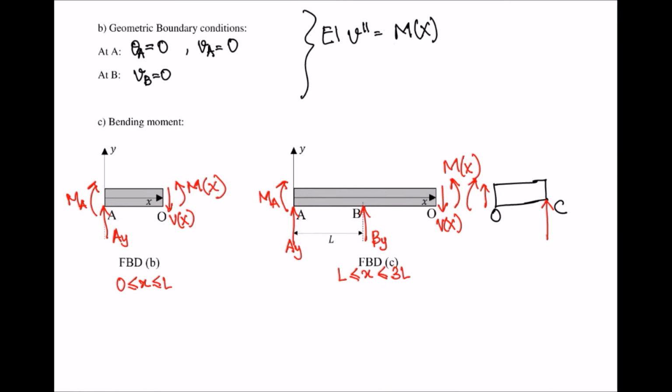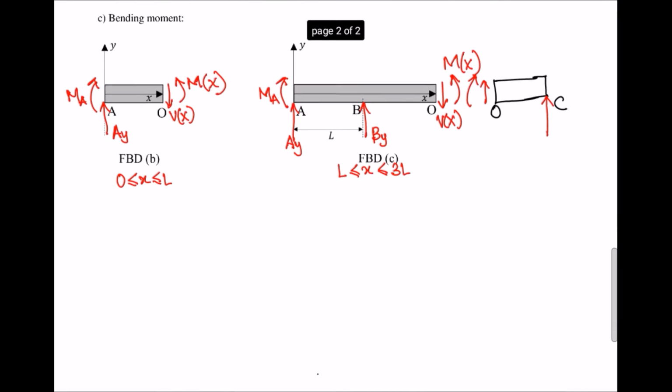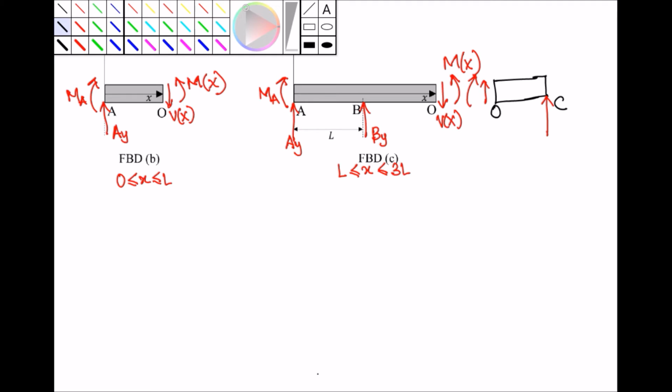We will start the analysis now to find the deflection functions in the two intervals. For segment 1, which is this range, summing moments about point O, we have the internal bending moment M of x equal to Ma plus Ay times x. Let's call that equation 3.